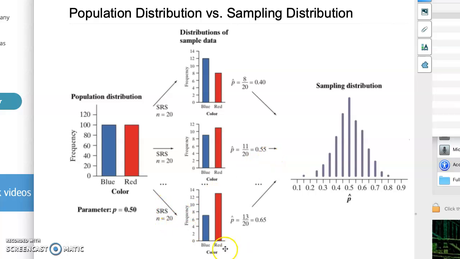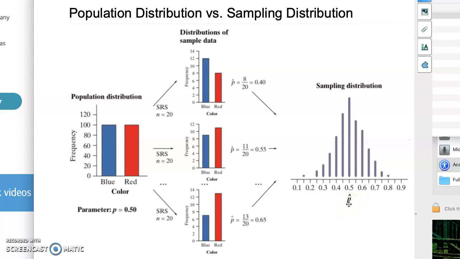And yet another sample, this time we only have 7 blue and 13 red, so this one is 0.65. If we do this over and over and over again, and the true population proportion, P, is 0.5, we would get a distribution that looks like this. So you can see it's roughly normal.